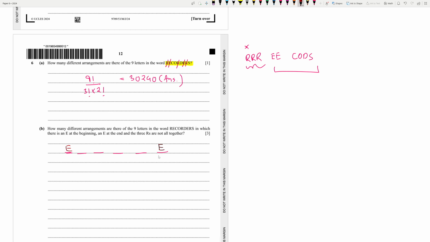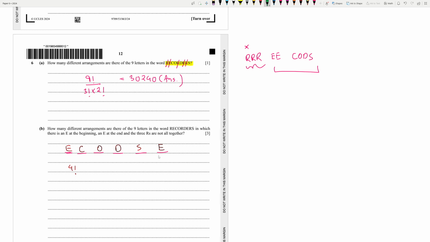I'm going to be ignoring the R's for now. CODS will be in the center, okay? So for CODS, we have 4 factorial since all of them are unique. And the R's cannot be, oh, they're not all together.